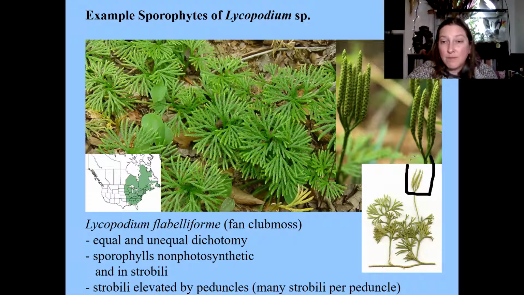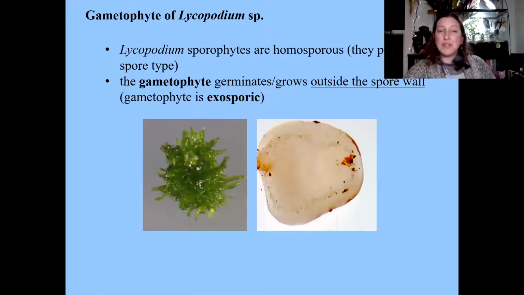This one has multiple strobili elevated by a single peduncle. Other species have only one strobilus per peduncle. All right. So those are some examples of sporophyte plants of Lycopodium. Now let's look at gametophyte plants of Lycopodium.